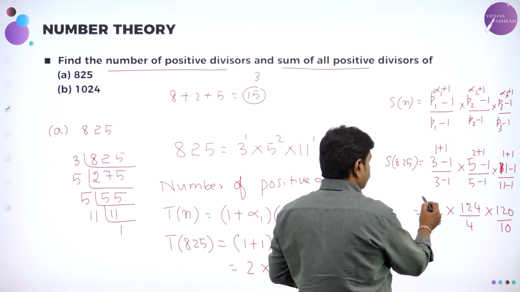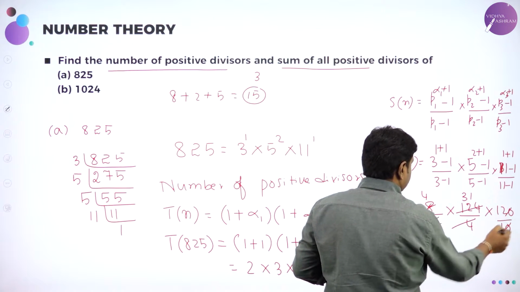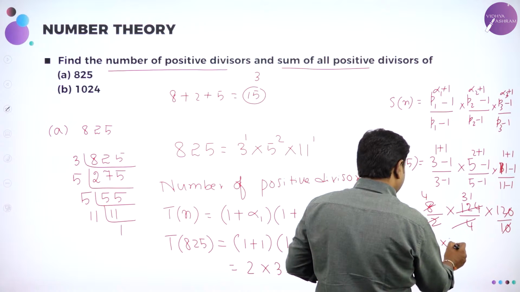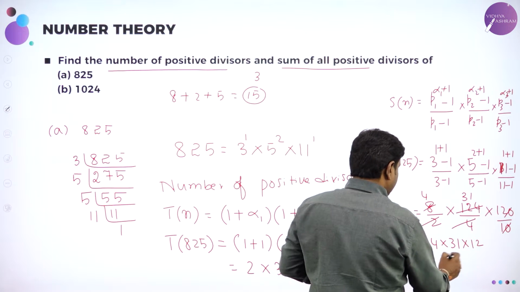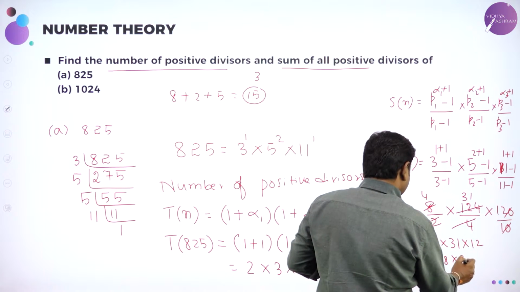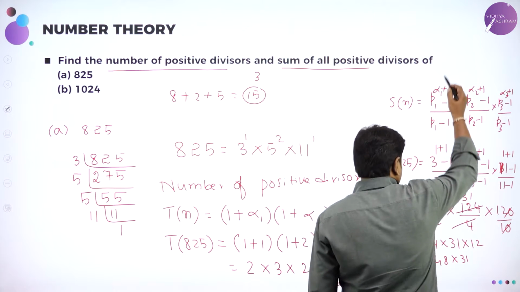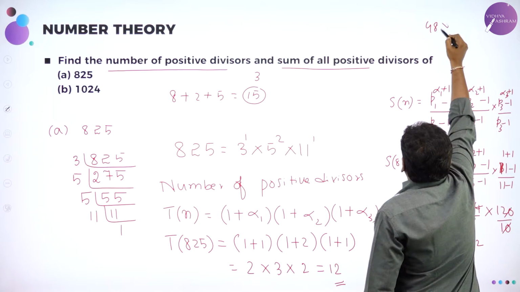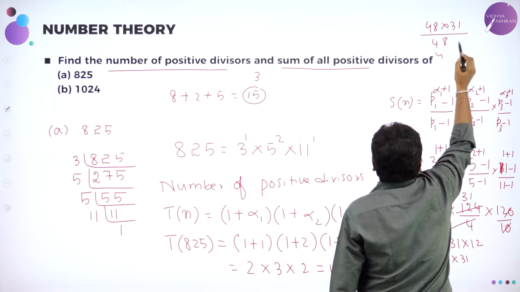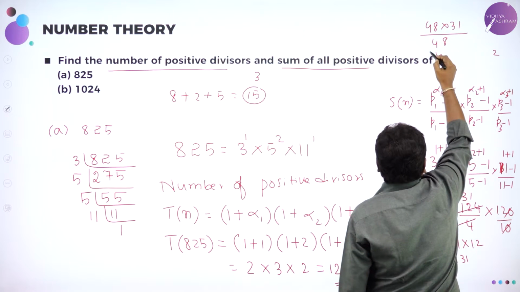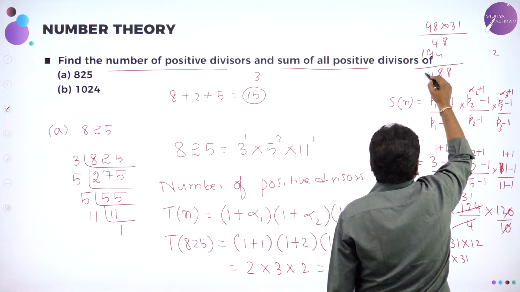Simplify this. 2 1s are 2, 4s are 4, 3s are 12, and the zeros cancel. You are left with 4 into 31 into 12. So simplify this: 12 4s are 48, into 31. Multiply this. You can use a calculator to do this so that you will not go wrong. 48 into 31: 1 into 48 is 48, and 3 8s are 24, 3 4s are 12 plus 2 is 14, so 1488.